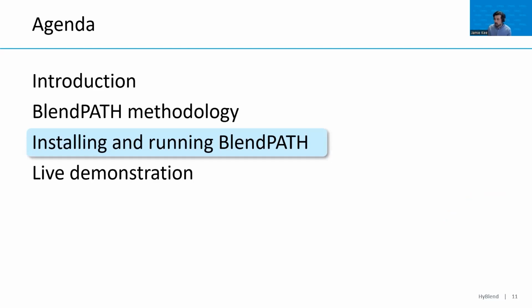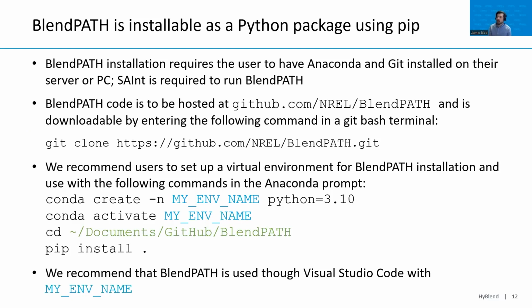That's a high-level overview of the nuts and bolts of BlendPATH, and next we're going to go into installing and running BlendPATH. BlendPATH is an installable Python package and can be installed using pip. We recommend BlendPATH users have Anaconda and Git installed on their server or PC. And in addition, you also need SAInt to run the hydraulic model within BlendPATH.